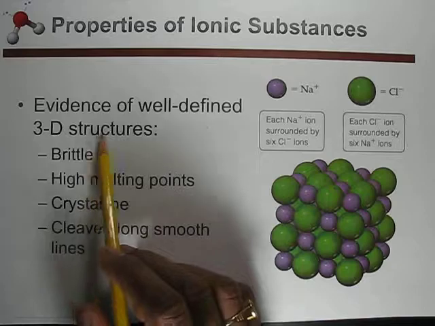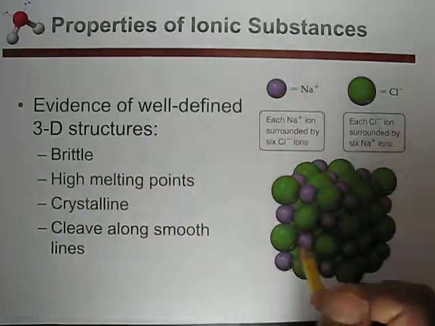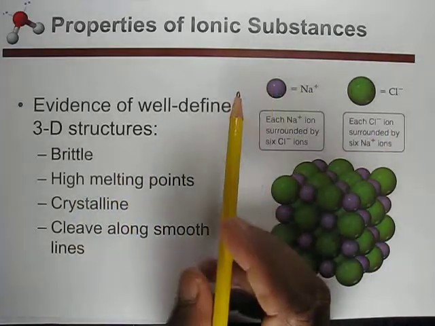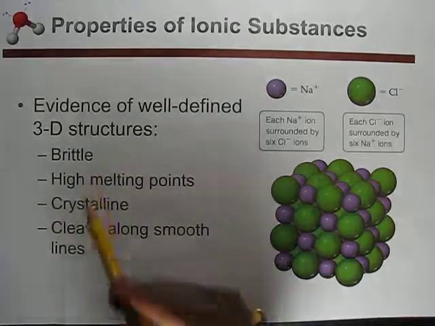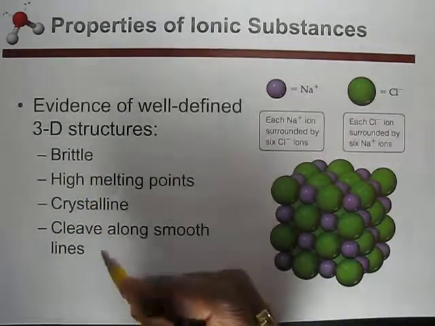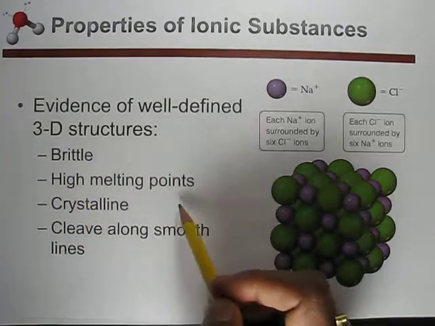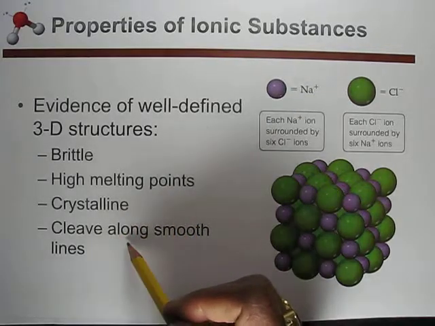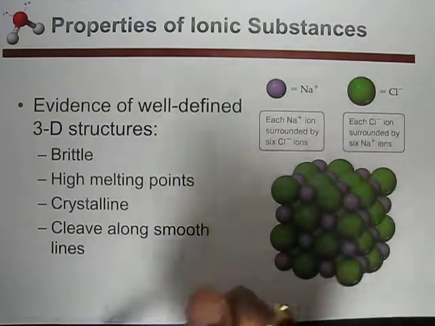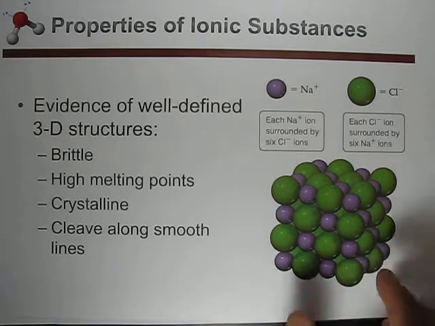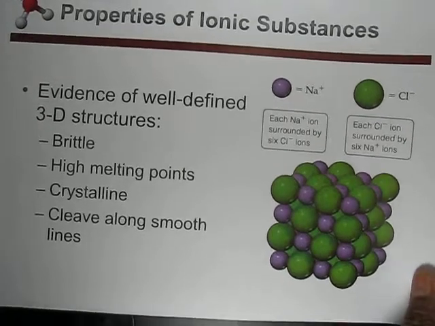Evidence of a well defined structure came from the 3D structure of the crystals. All these ionic compounds are brittle, meaning if you hammer them they will make an amorphous powder, and they have very high melting points. They are all crystalline in structure and cleave along smooth lines. You can break sodium chloride or sea salt to see how they break. So these were the properties of ionic compounds, and now let's talk about the energetics.